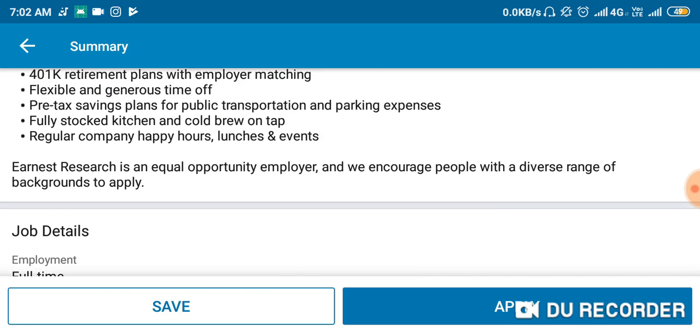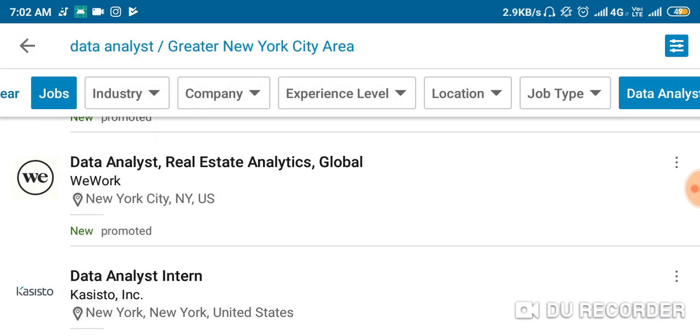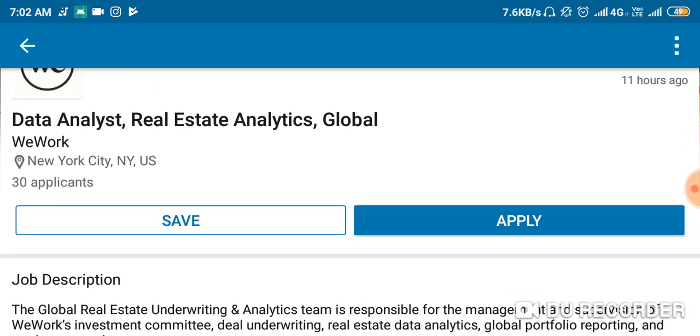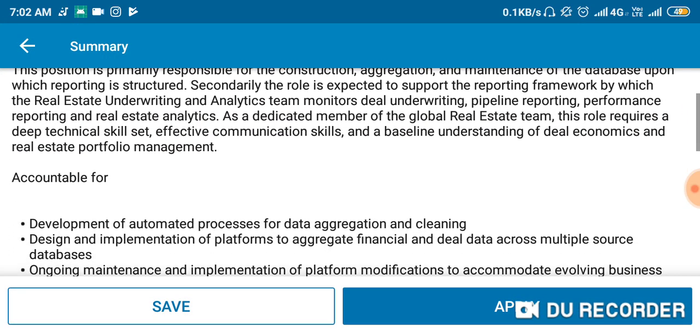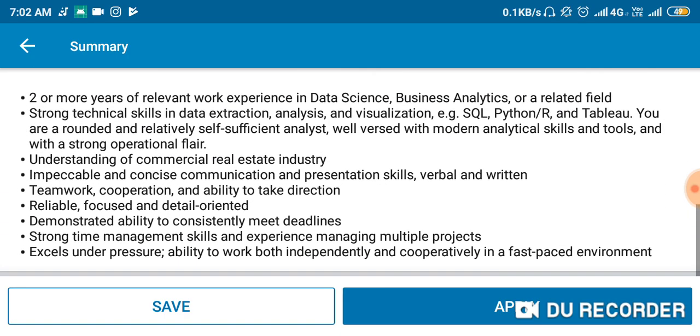Now we should move on to another job. Now this is another startup. I think this is real estate analytics. So this is a job description, then the capabilities that you have to have: 2 or more years of relevant work experience in data science. This is not saying that you need a bachelor's or master's in any discipline. No, nothing. You are just a data scientist.